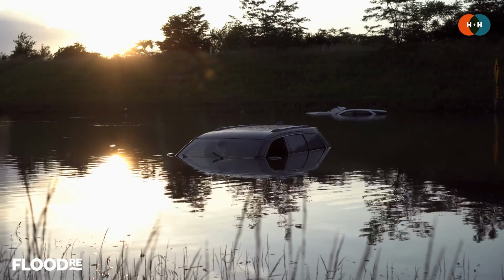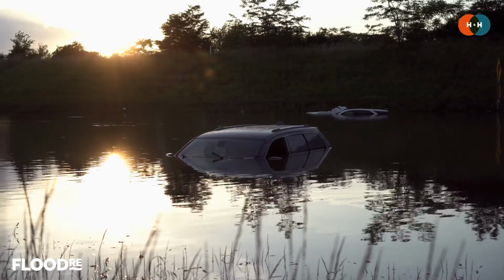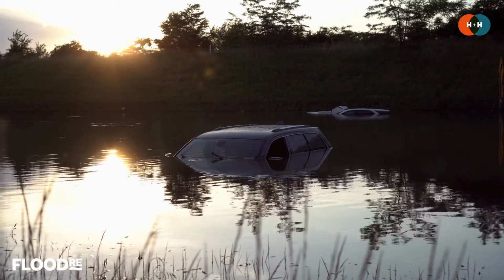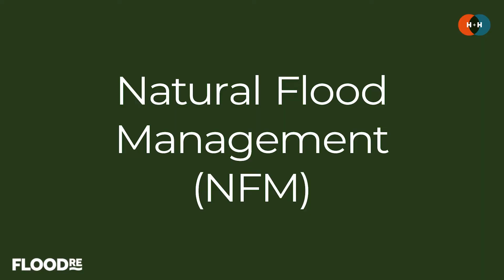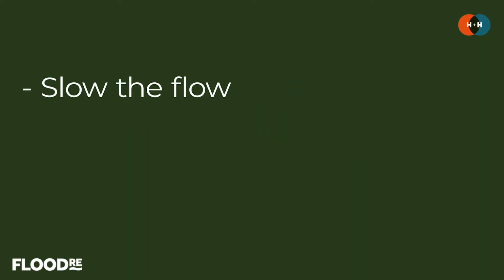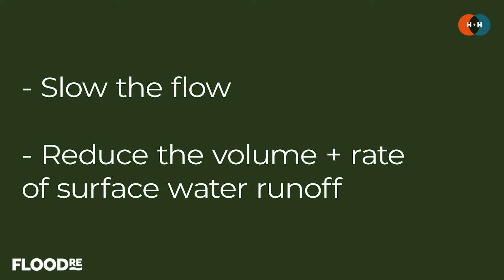And it could well be that a car blocks the end of a street and the water is diverted to an area that's never flooded before. So we do need to be prepared for this uncertainty. And when it comes to adapting at the pathway, there might well be potential projects or schemes, with natural flood management, that are underway to help slow the flow and reduce the volume and rate of surface water runoff.